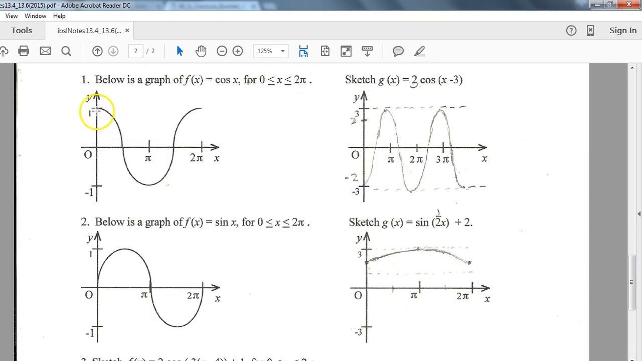And so it normally went from 1 to -1. Notice it now goes from 3 to -3. Everything was also shifted to the right 3 units. So this guy right here that started at 0 was shifted to the right 3 units. Remember, pi is about 3.14. So if I shift that to the right 3 units, that point is going to move to about here.